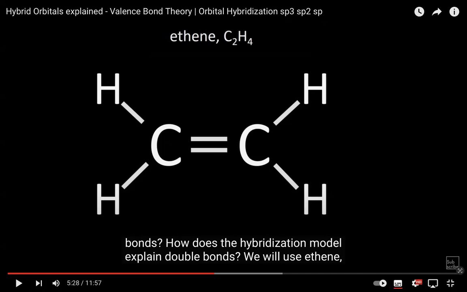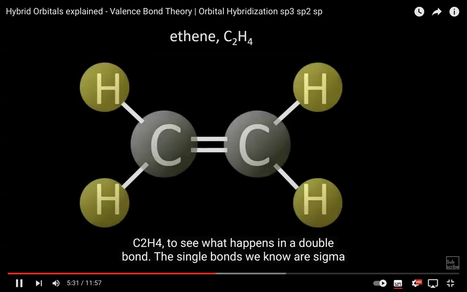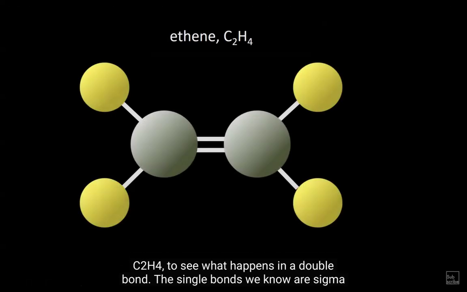Are you getting my point? So it won't be able to form a double bond, if the carbon is sp3 hybridized, because that carbon has no p orbital left. Okay, sir. Is this clear? Yes, sir. Okay, now see this. We will use ethene C2H4 to see what happens in a double bond.